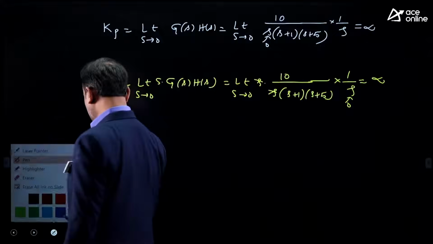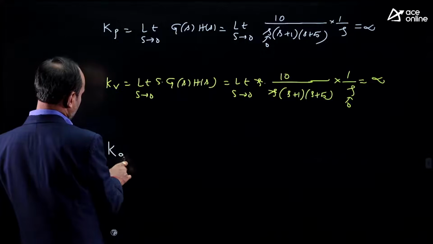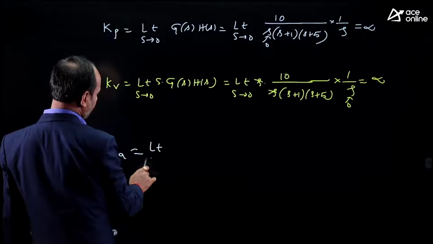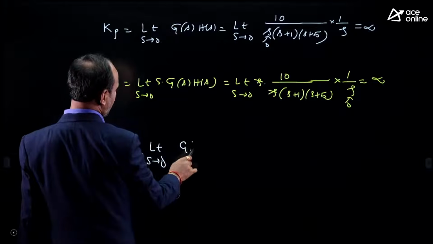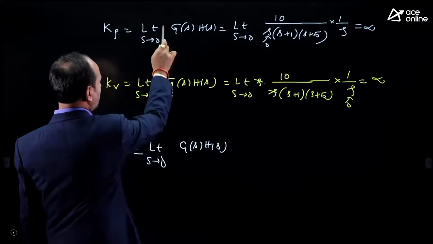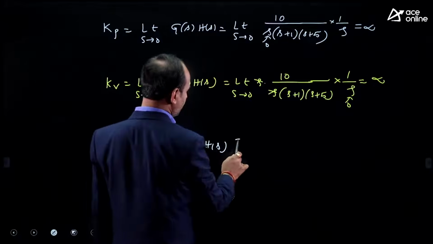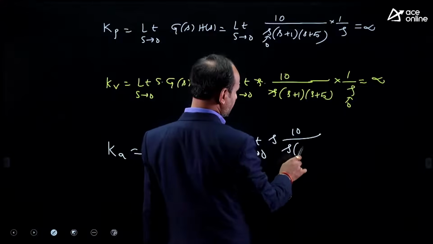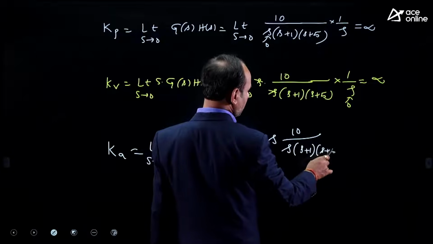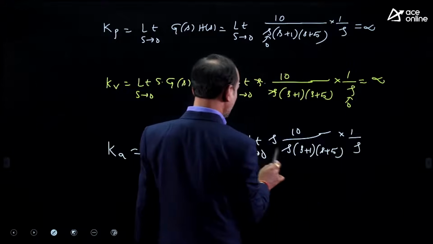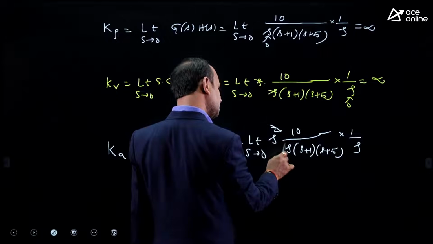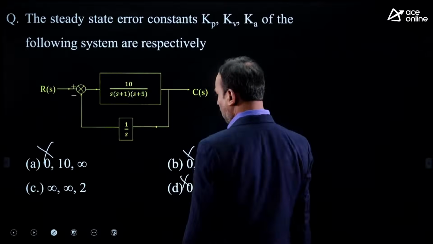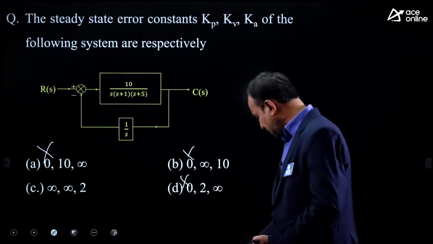Next, Ka is asking for the acceleration constant. For positional, velocity and acceleration constants, the same formula applies: limit s tends to 0 of s to the power 0, 1 and 2 times G(s) H(s). For s squared, limit s tends to 0 of s squared times 10 upon s into (s plus 1) into (s plus 5), times 1 by s. The s terms cancel, so 0, 0, and 10 by 5 equals 2, dear. So obviously option C is the correct answer.